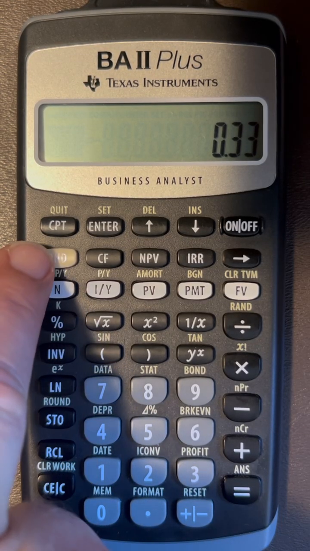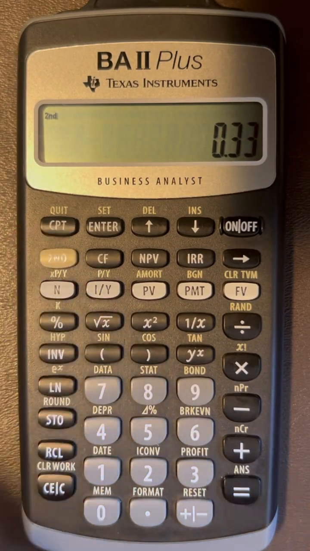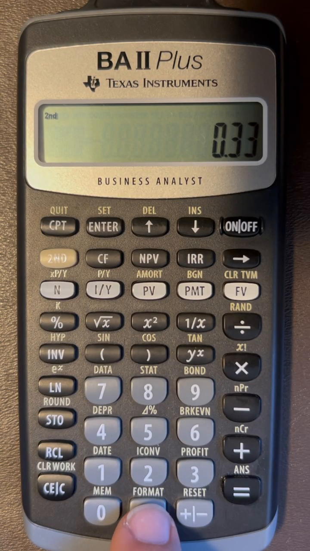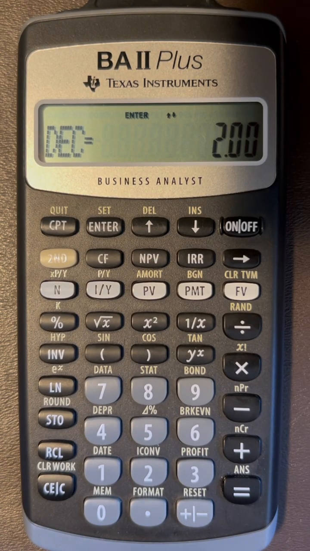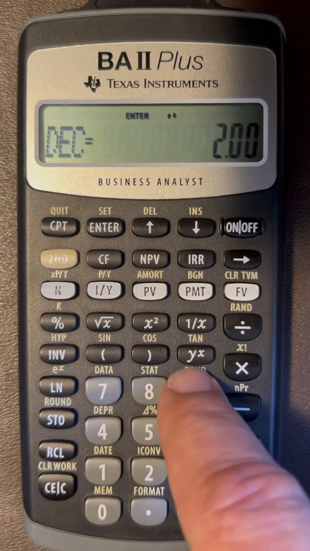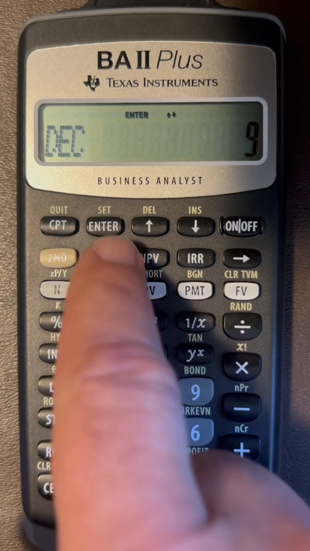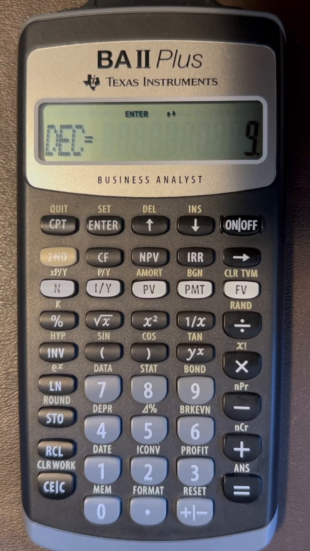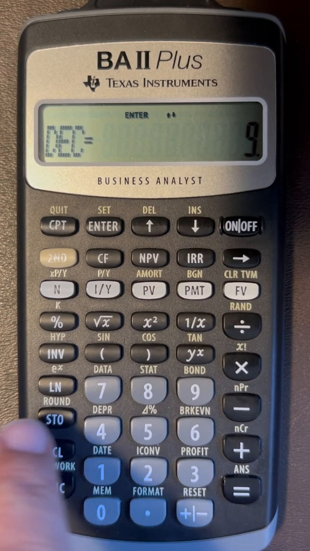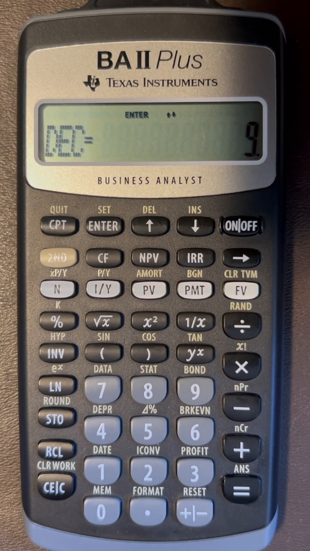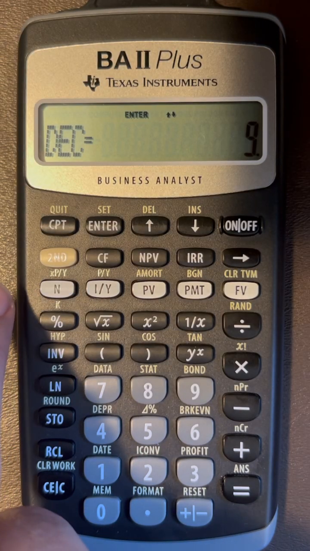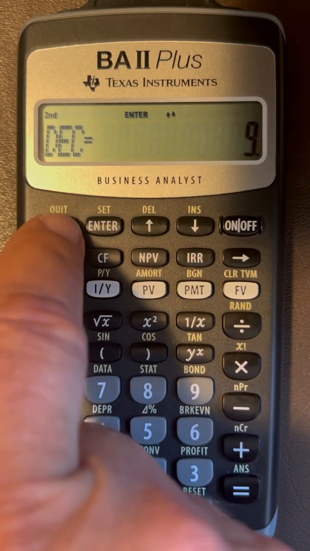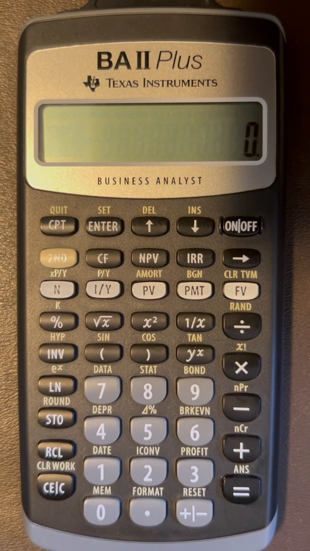To do this, you go to the second button, second, and then go to Format down at the bottom, which is above the period button, and it says dec equals 2. We're going to change that to 9, and then hit the enter button at the top, and now it's going to round everything to 9 decimal points. Okay, so get back to the regular home screen. We're going to hit quit, so you hit second, and then quit, which is right above the compute key, and now we're back.